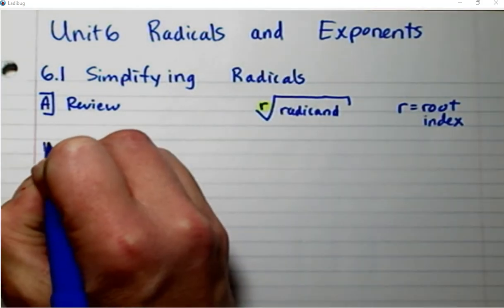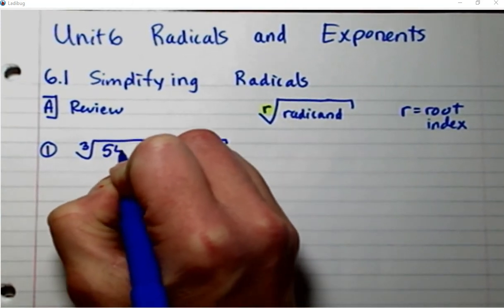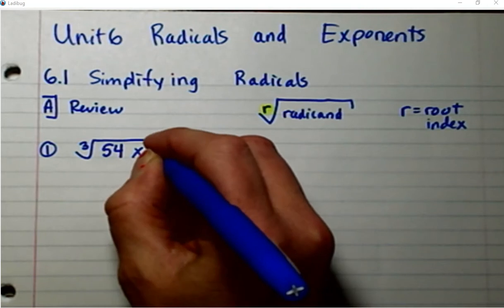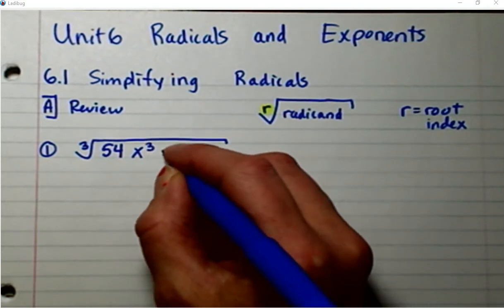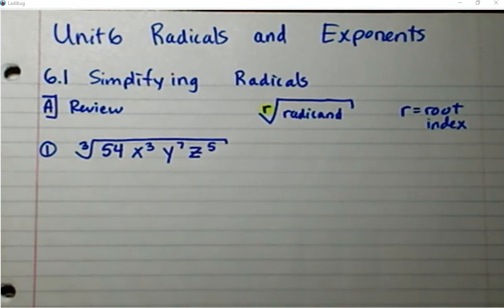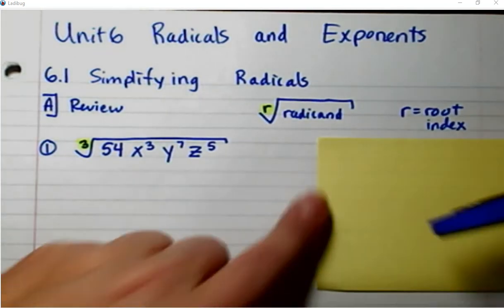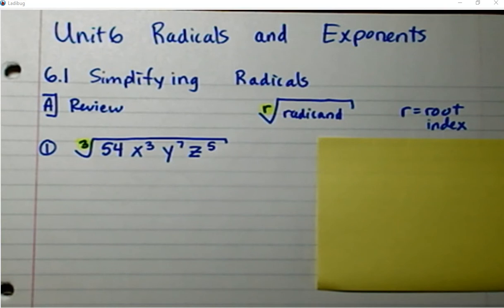All right, so our first example is going to be cube root 54 x cubed y to the 7 and z to the 5th. All right, it's a cube root. That means that I'm looking for perfect cubes. Not perfect squares, perfect cubes. So here's my arithmetic. I don't know my perfect cubes. Maybe you do, maybe you don't.